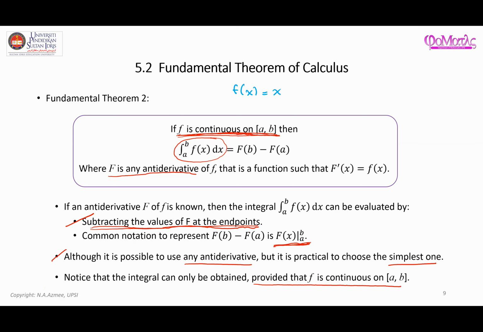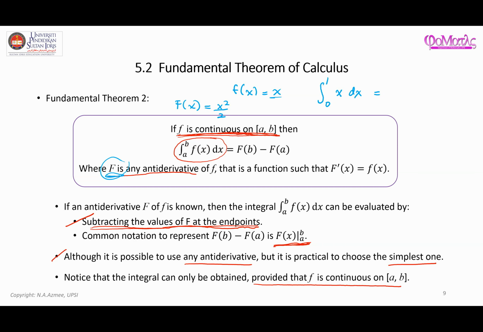This is a simple function, and I want to find the integral of that from point 0 to 1. So in order to evaluate this integral according to the theorem here, I need to find what is big F. So now my choice would be I need to think about big F such that when I differentiate this, I will get back x. So it could be x squared over 2.